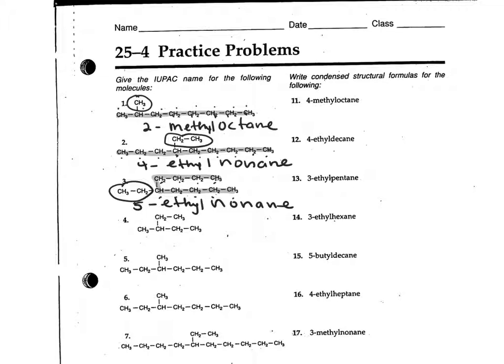So the longest continuous chain of carbons might not necessarily be in a straight line. Number 4, if I count number 4 like this, I get a continuous chain of 5 carbons. So this will be the parent chain. If you go back to the first page, it's going to be called pentane.